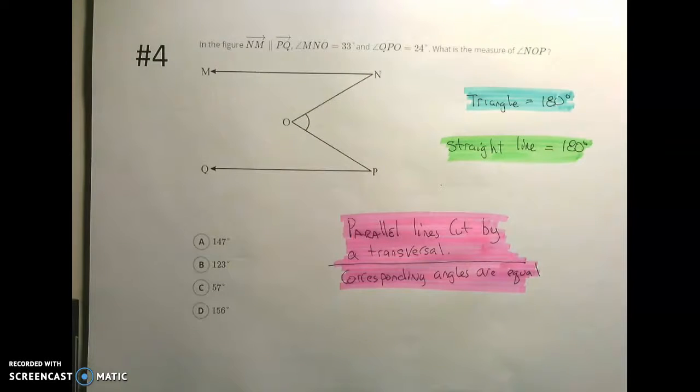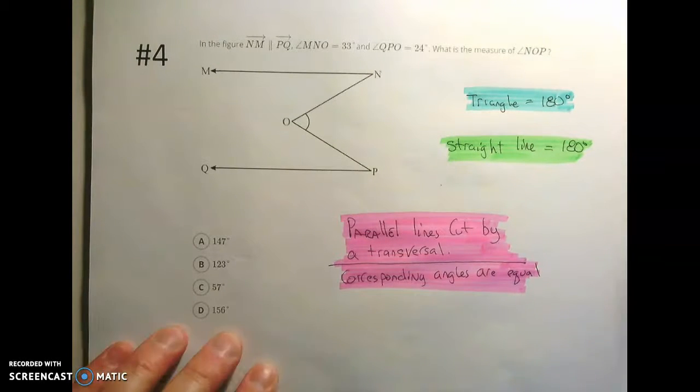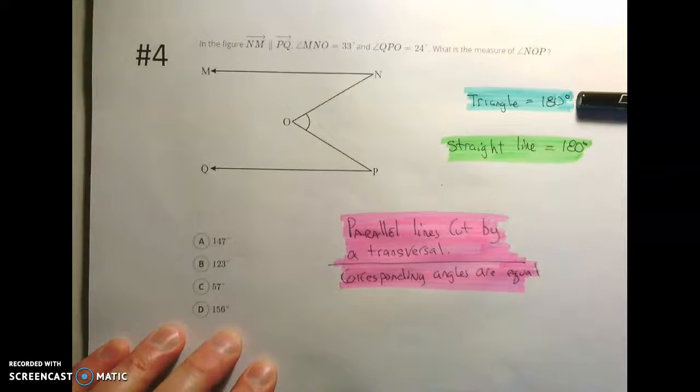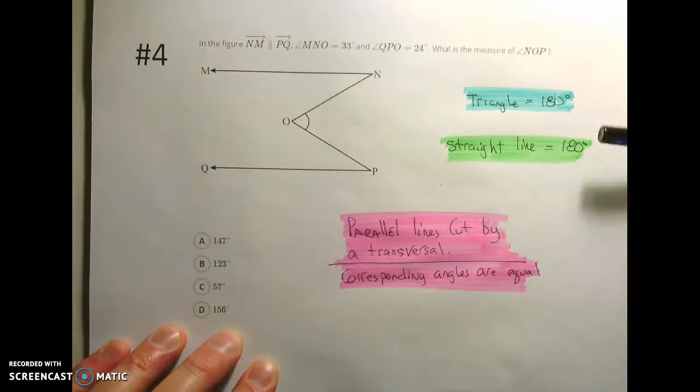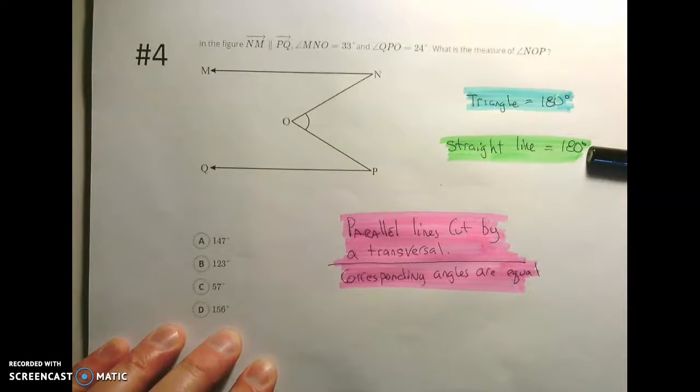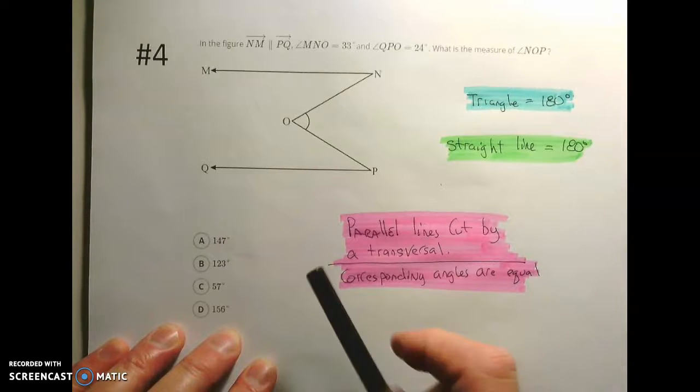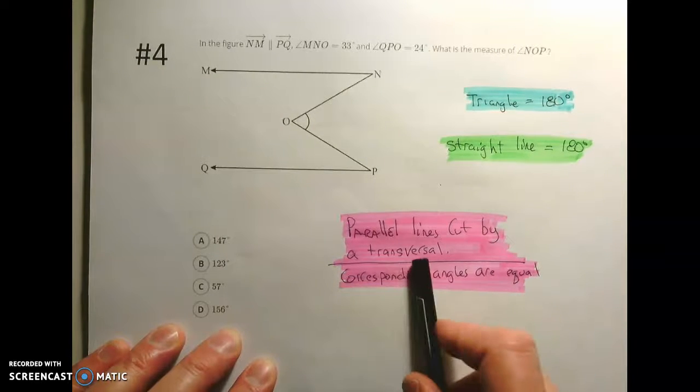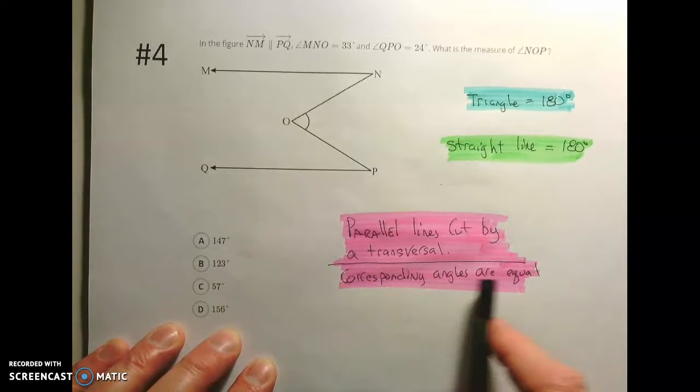All right, let's look at problem 4. Again, this one is using all three concepts: that all the angles of a triangle add up to 180 degrees, a straight line adds up to 180 degrees, and that if I have parallel lines cut by a transversal, the corresponding angles are the same.